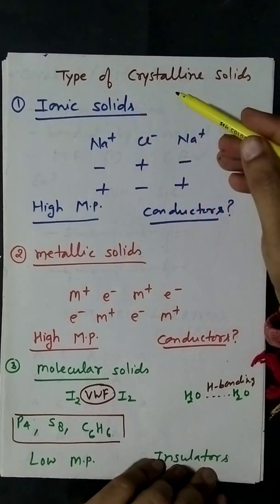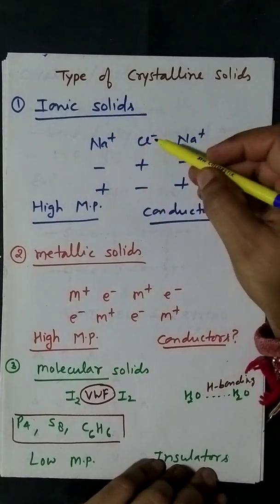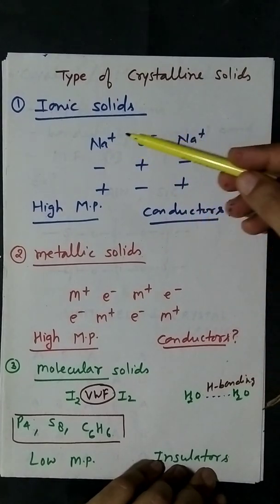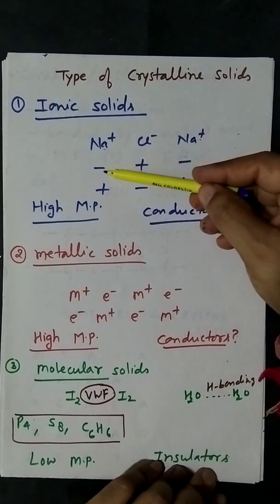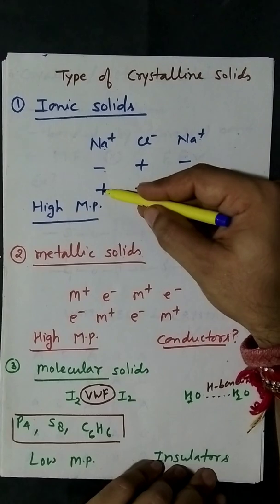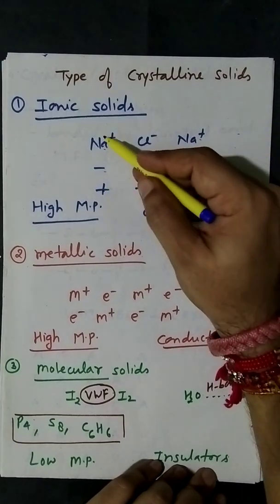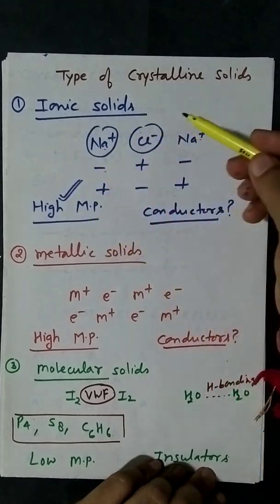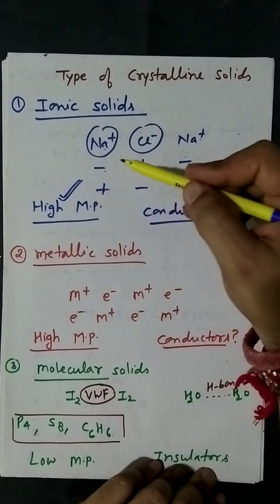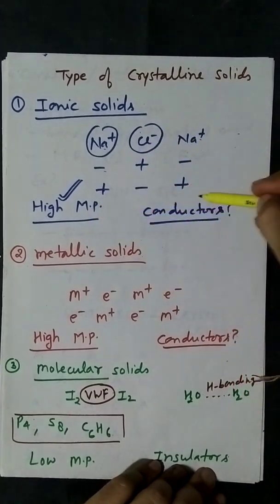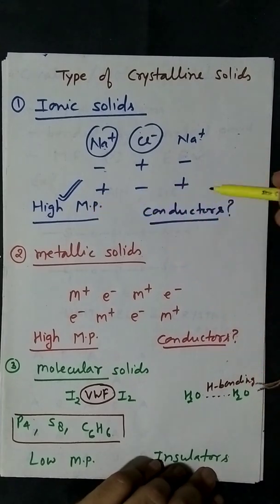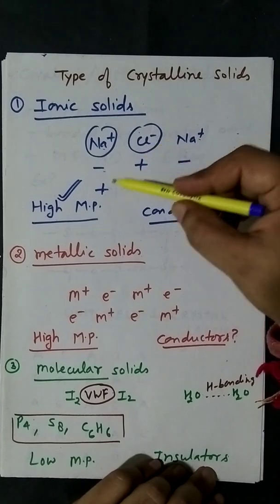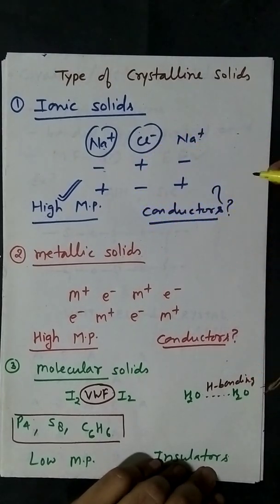First is ionic solid. Examples are all ionic compounds like sodium chloride. In sodium chloride, you know that Na+ and Cl- occupy alternate positions, plus minus, similarly here minus plus minus plus, and then once again sodium chloride sodium. Now, due to strong force of attraction between opposite ions, they have very high melting point. So you have to remember two properties here. One is melting point, and second is about its conductivity. So due to strong force of attraction between ions, they have high melting point. What about conductors?